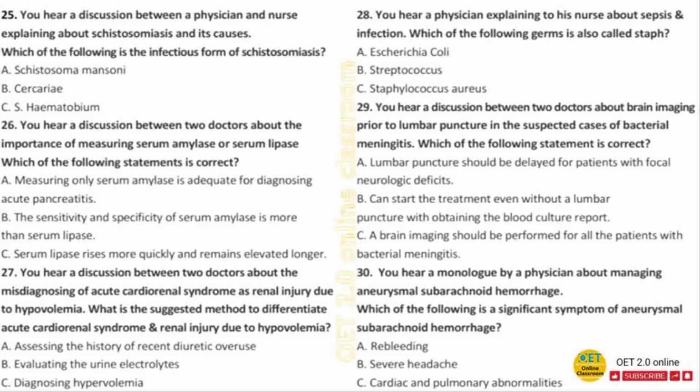Question 26. You hear a discussion between two doctors about the importance of measuring serum amylase or serum lipase. Now read the question.